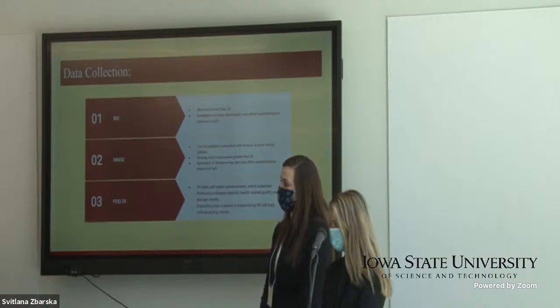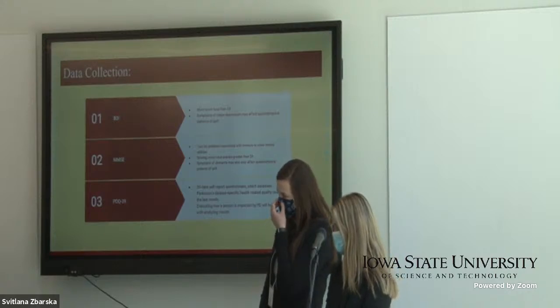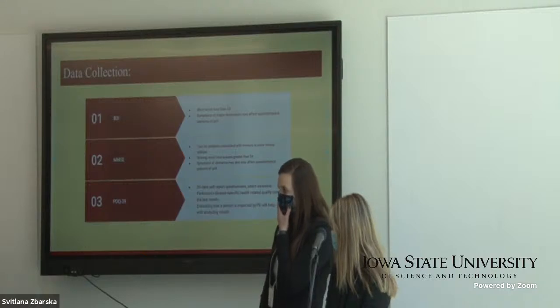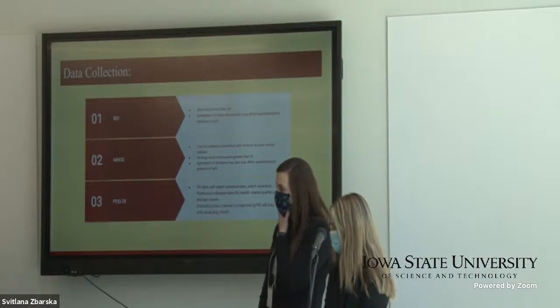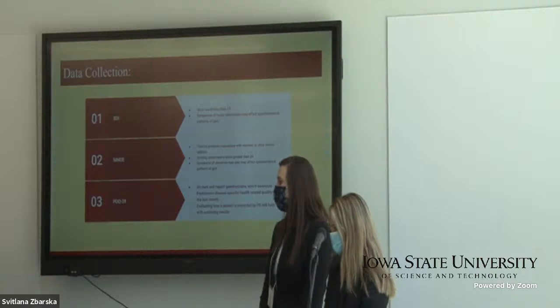The first 2 surveys will be for all healthy older adults, healthy younger adults, and persons with Parkinson's disease. The PDQ-39 is for persons with Parkinson's disease. It's a 39-question questionnaire that assesses Parkinson's disease specific related quality of life over the last month, evaluating how persons are impacted by Parkinson's, which will help us analyze our results.